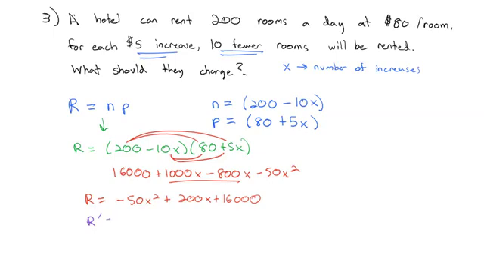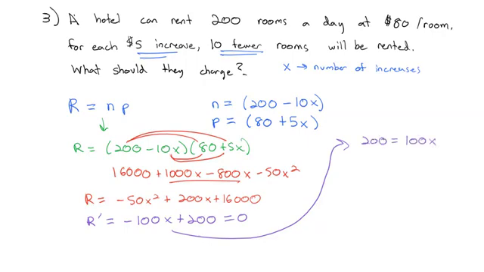It's maximized at the derivative. So we find the derivative, which is negative 100x plus 200. Set that derivative equal to 0. Come over here to do a little work. Adding the 100x to both sides, we get 200 equals 100x. Dividing by 100, x equals 2.